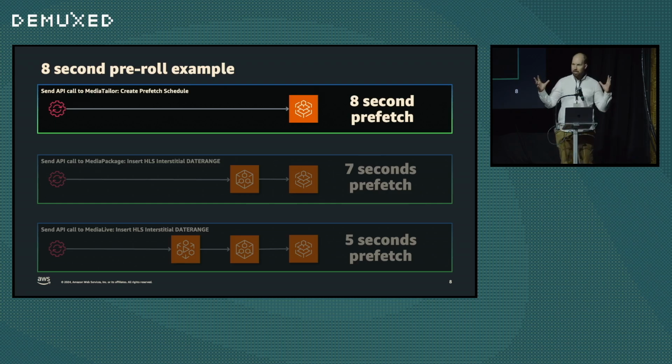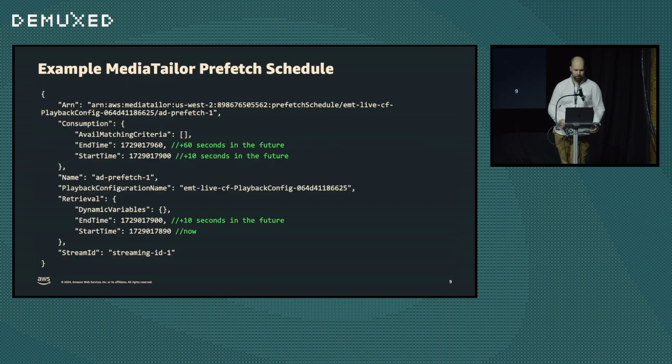Because the HLS interstitial tag is decoupled from any kind of segment, it means you could instantly insert that date range tag with the interstitial class the moment the production signals that the ad is coming up. And you could use that to your advantage to then have an input into the SSAI system to retrieve those ads for viewers who are currently streaming.